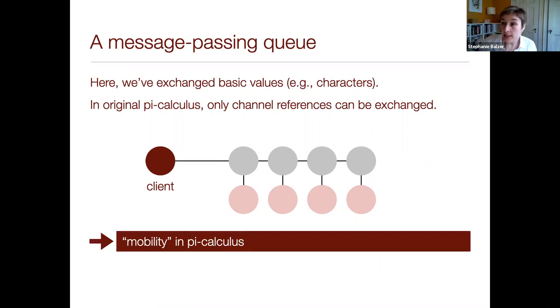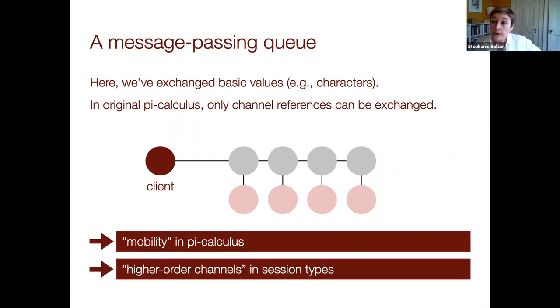This is referred to as mobility in the pi-calculus. The reason it's called mobility is because when we send a channel along another channel, we can change the connectivity structure of our processes. If we send it away and don't keep it, then we move edges in our process graph. In a session type setting, this is referred to as higher order channels. The analogy is with higher order functions, of course. Functions can be arguments to other functions. Similarly here, channels can be sent along channels.